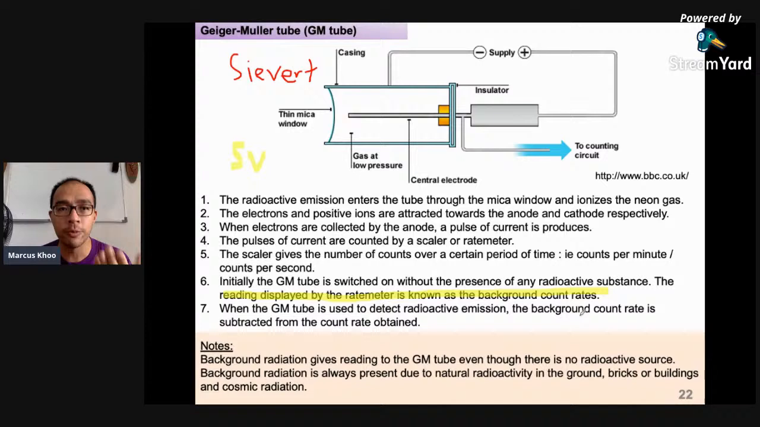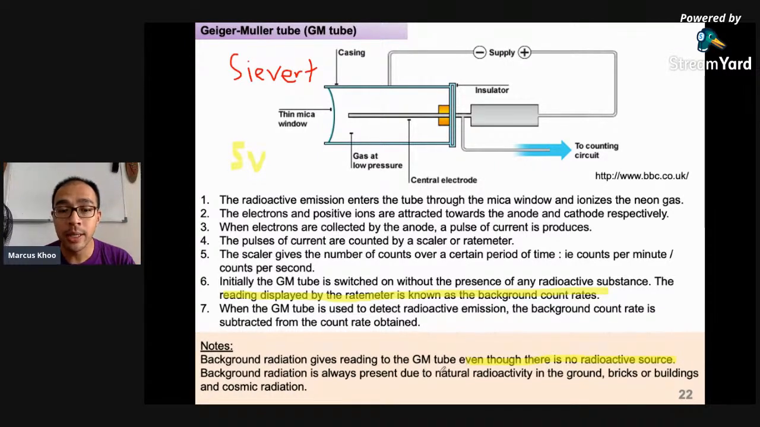There is going to be some reading. If you turn on the Geiger counter or the Geiger-Müller tube and you find that the reading is zero, most likely your Geiger counter is wrong, because it is impossible for it to be zero. There must be some background reading. So I want to write here: background radiation gives a reading to the GM tube even though there is no radioactive source. And there are two main sources of background radiation.